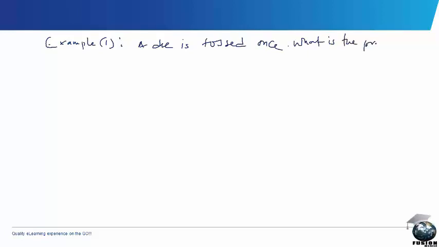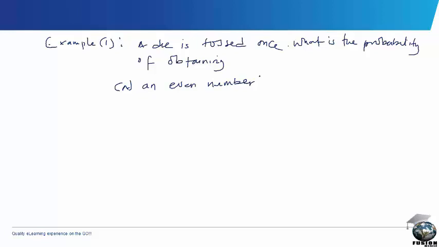Let's take our example 1. For this example 1, we have that a die is tossed once. What is the probability of obtaining A, an even number, and B, the probability of obtaining a number less than 5? So how do we solve this?